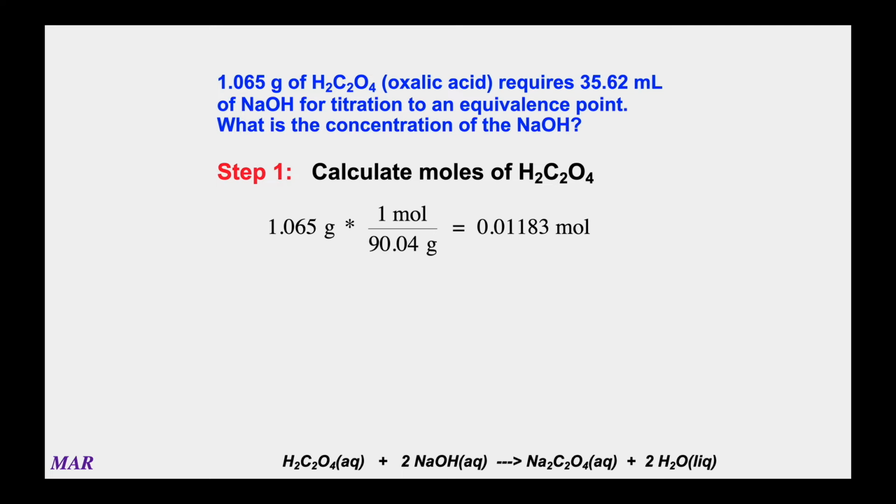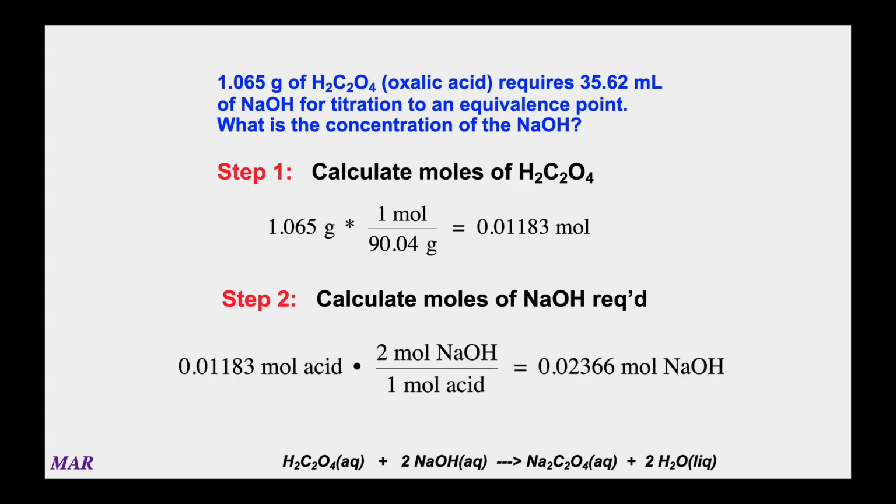Now, the next step, we're going to turn moles of oxalic acid into moles of sodium hydroxide. The balanced equation shows a 2-to-1 ratio: 2 moles of sodium hydroxide for every 1 mole of oxalic acid. And this 0.01183 number is the moles of oxalic acid. So 0.02366 moles of sodium hydroxide are needed to neutralize 1.065 grams of oxalic acid. And that's kind of cool.